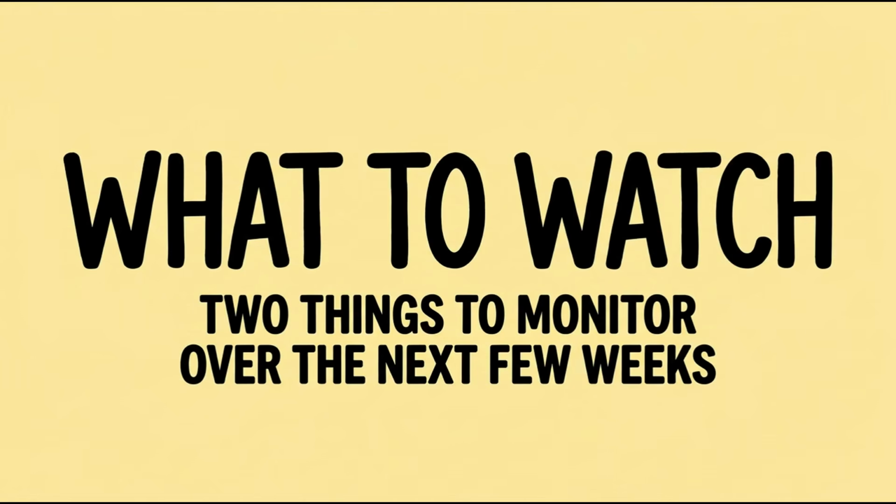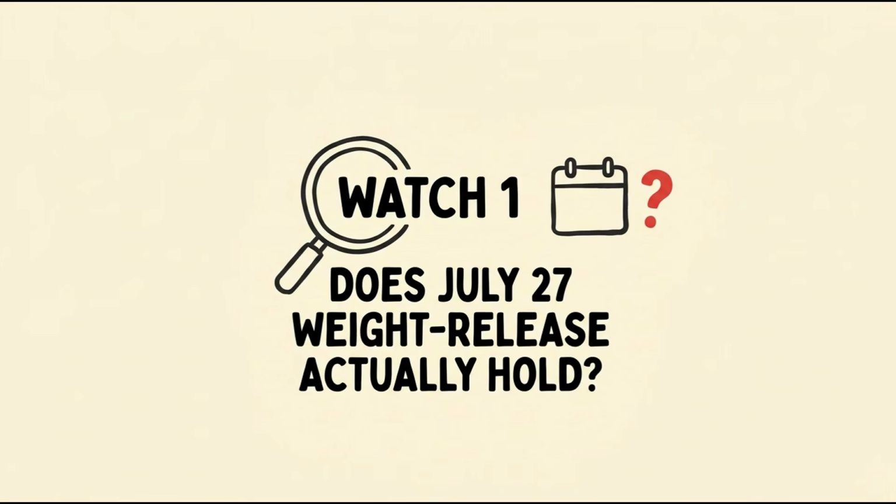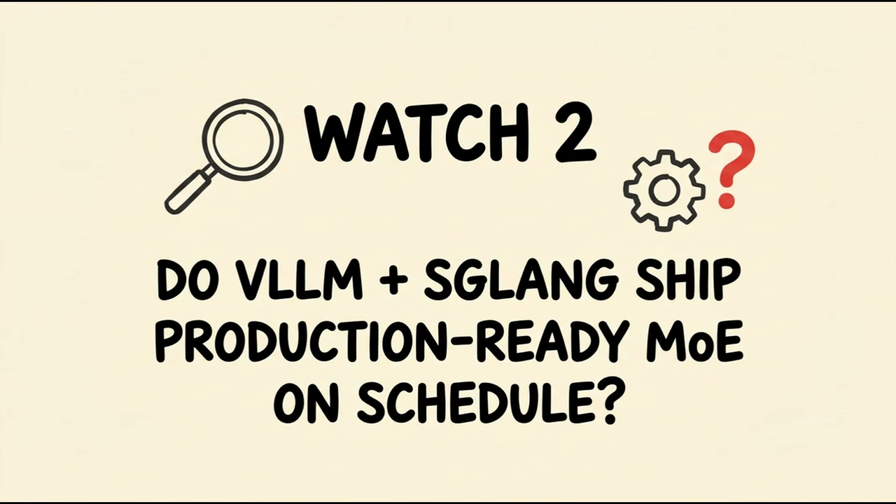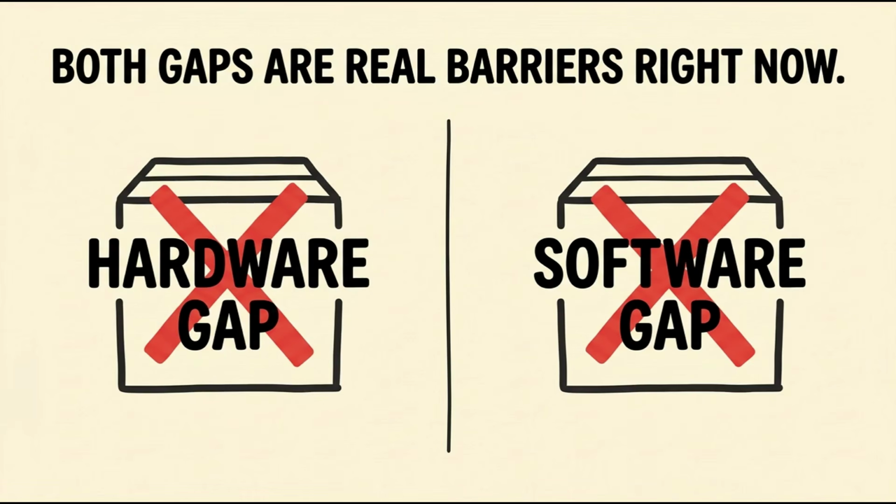What to watch? First, whether the July 27th weight release actually holds, because community quantization work, the IQ2 and IQ1 formats that might eventually bring K3 into workstation range, can't start until those weights exist. Second, whether vLLM and SGLang ship production-ready MoE support on schedule, because right now the software gap is as real a barrier as the hardware gap.